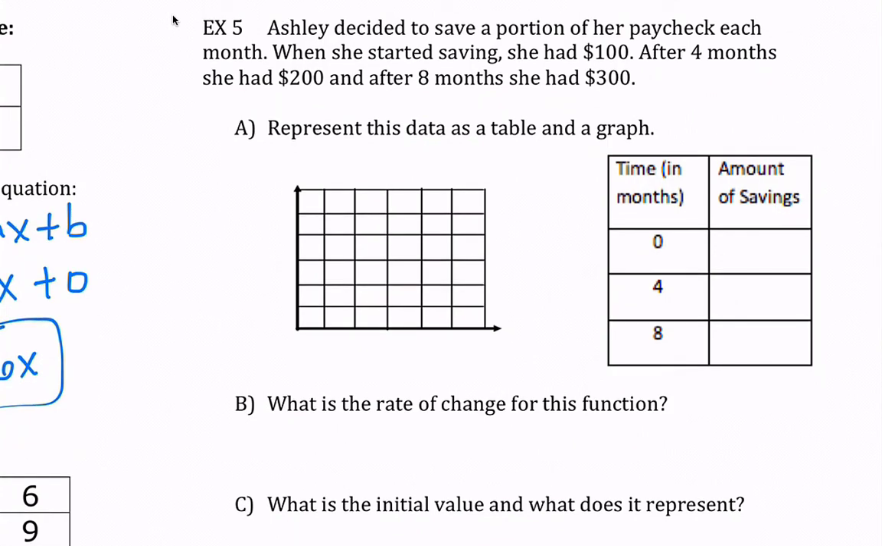Word problems. It says Ashley decided to save a portion of her paycheck each month. When she started saving, she had $100. After 4 months, she had $200, and after 8 months, she had $300. Okay, so it's a word problem, so let's do cubes. Let's circle the key numbers.